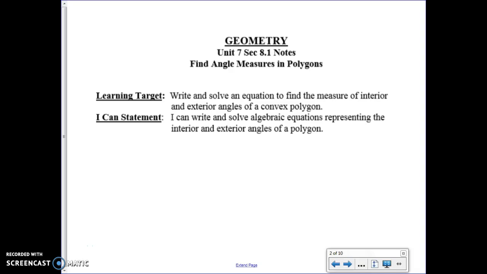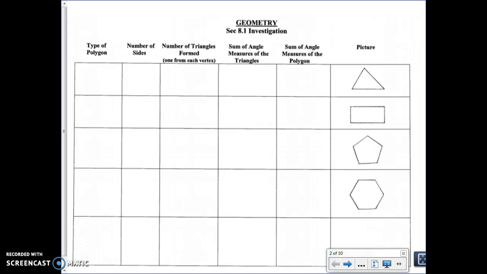Hey guys, we are starting off with our next chapter, and it's all about polygons, and then specifically we're going to get into talking about quadrilaterals. So the first thing we're going to do before we actually get into the notes is do this investigation together. So hopefully you can name all of these polygons that you see in front of you.